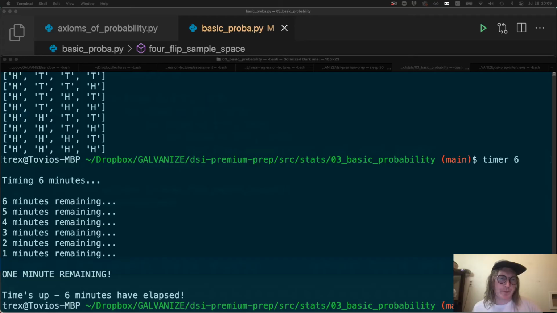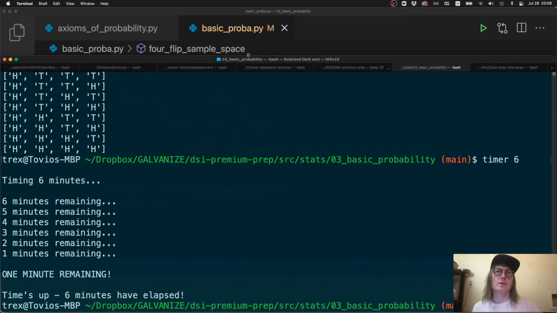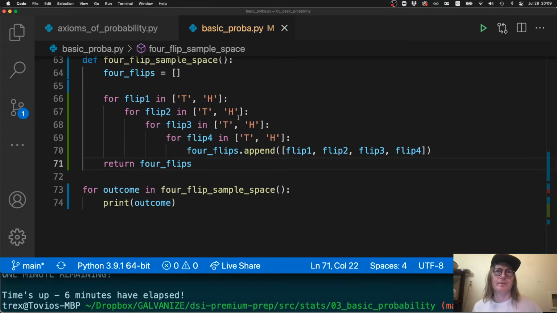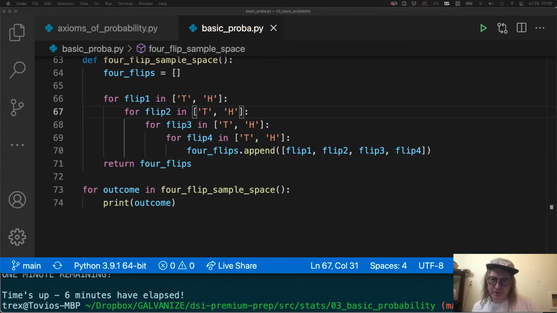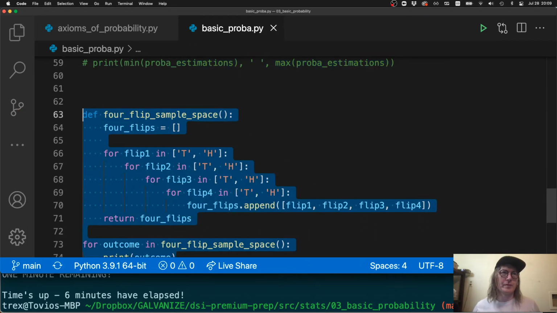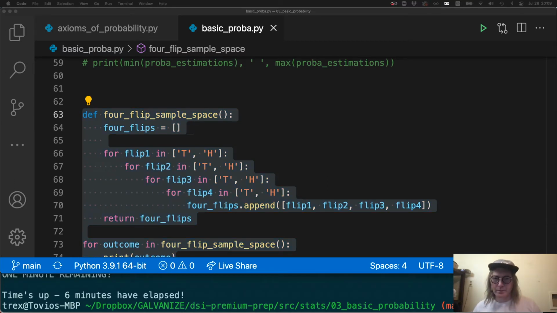All right, let's jump back into this. So let's see. Make sure I pasted that in. All right, I still need to paste this in. So here's our 4-flip sample space with a fair coin. Oh, sorry, let me fix that. Okay.